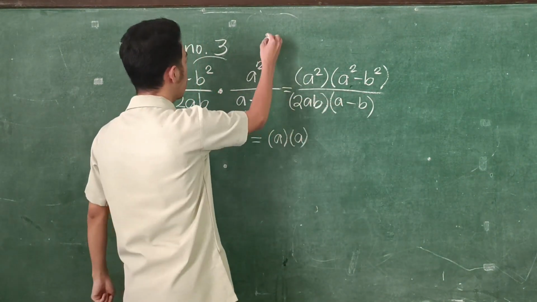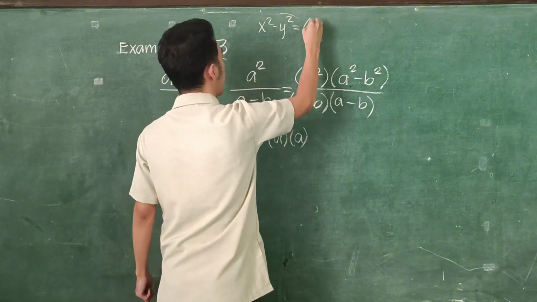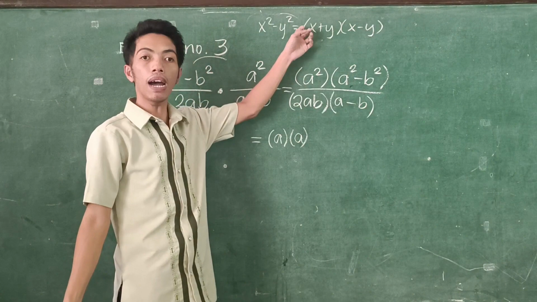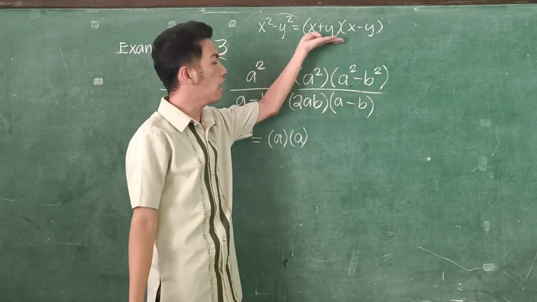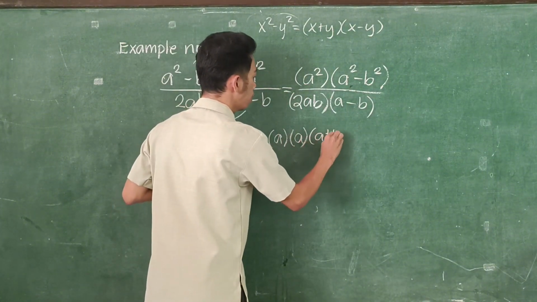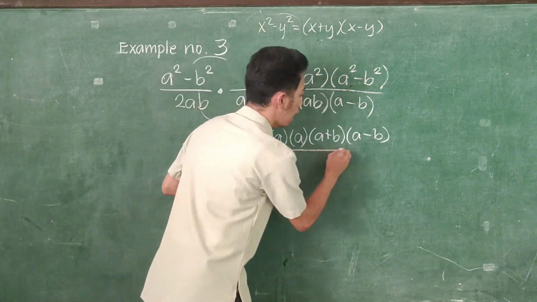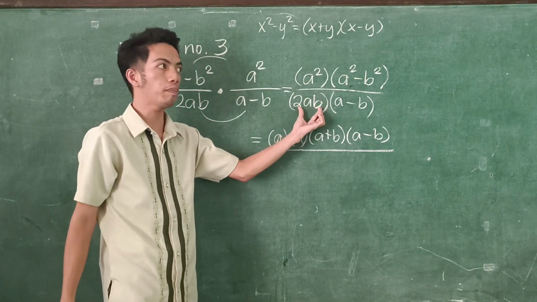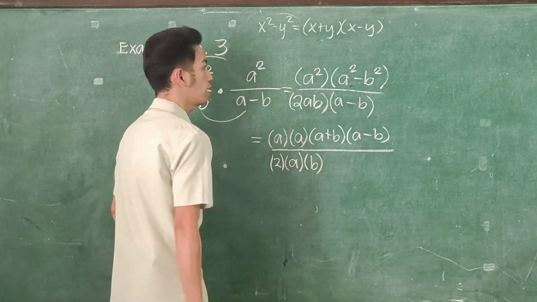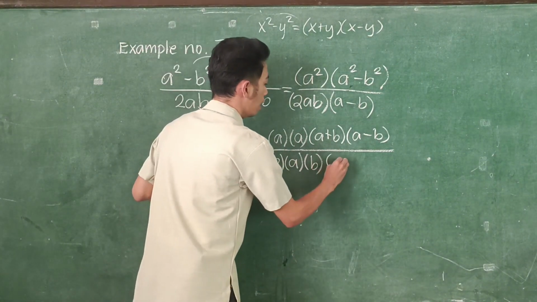According sa difference of two squares, kapag meron kang x squared minus y squared, that is equal to x plus y multiplied by x minus y. So, in that pattern, we can use also that factoring method in a squared minus b squared, so that the factor is a plus b multiplied by a minus b. Okay? And in the denominator, the factor of 2ab is just 2 times a times b. And then, dahil itong a minus b ay wala nang factor, so we will just write a minus b.